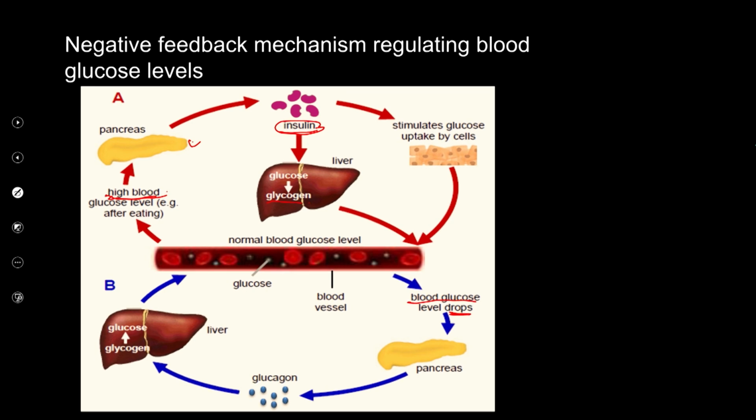Now, in a case where blood glucose level drops, what is going to happen? Again, the pancreas is involved. In this case, the pancreas will secrete glucagon. For what purpose? So that glucagon can convert glycogen that was stored into glucose. And the glucose now will be absorbed into our blood, and it will take the blood glucose level back to normal.